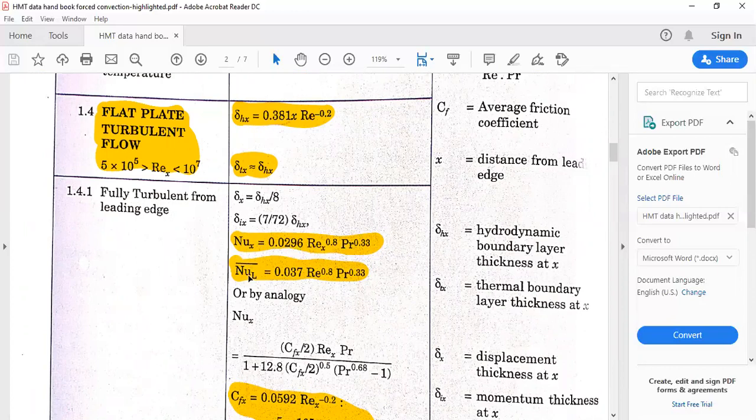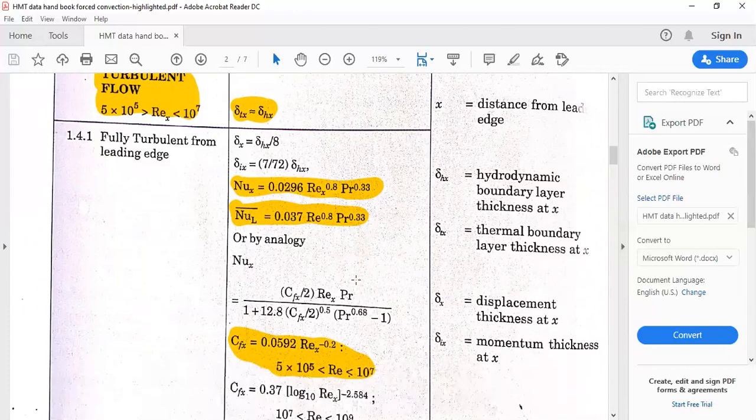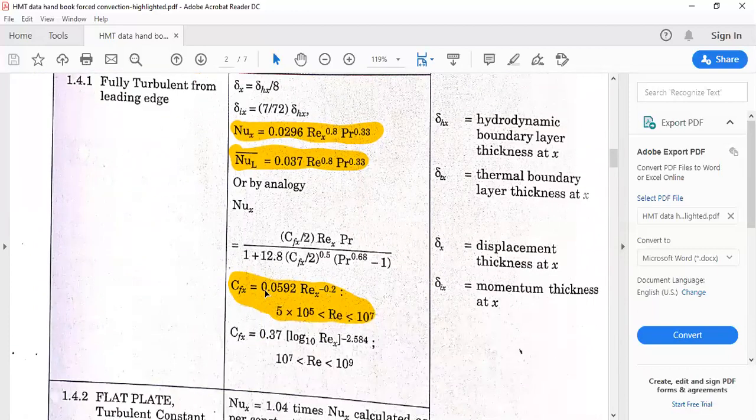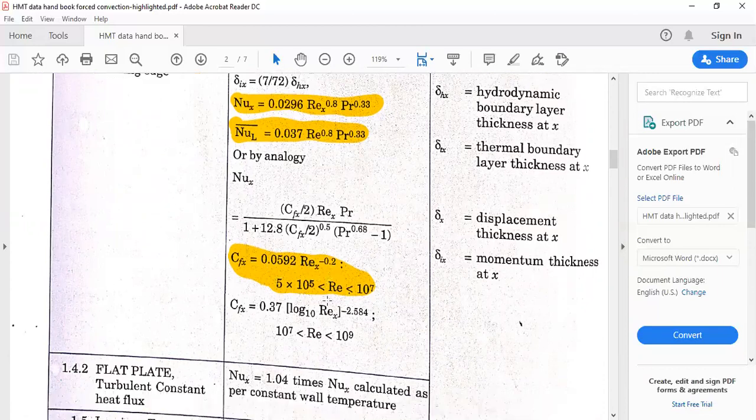And if you want the average Nusselt number, you have to use 0.037 into Re power 0.8 into Pr power 0.33. Again, for the friction factor in the turbulent region, you have to use this equation: 0.0590 into Re power minus 0.2.